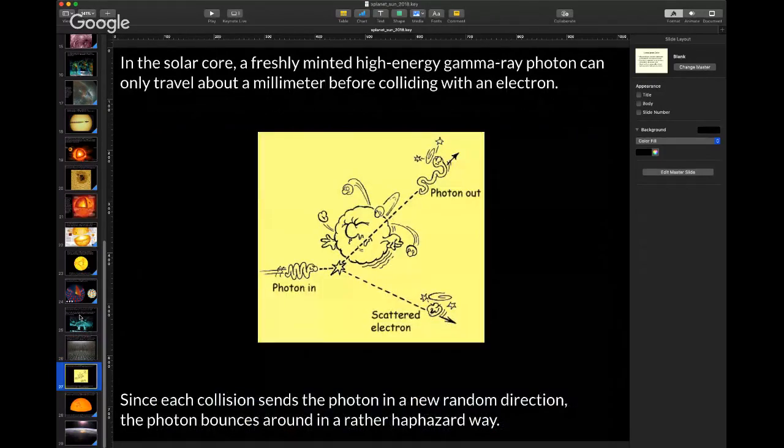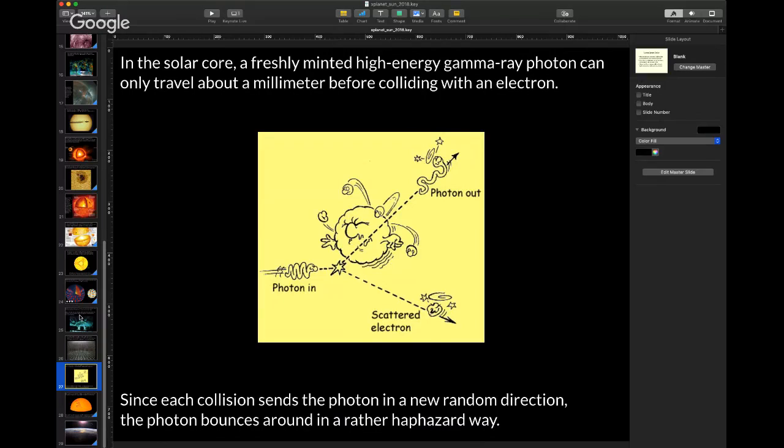And so in that solar core, where the nuclear reactions are taking place, where you put 4 hydrogen together to make helium, this makes energy, and that energy is in the form of a high energy gamma ray photon. And as we mentioned, the density at the center of the sun is about 100 times that of water. And so one of these high energy photons only travels about a millimeter before it collides with something, usually an electron. And so that scatters the photon into a different, random direction.